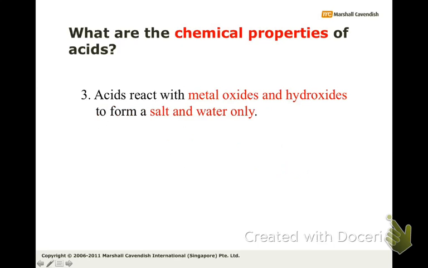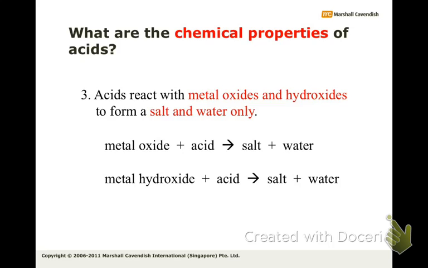Number 3, acids will react with bases. Bases would mean metal oxides or metal hydroxides. Alkalis fall under bases. Some of you still do not know the difference between bases and alkalis. When it reacts this way, it will form your favorite products. Remember again, salt and water. Surprisingly, during prelim 1, all of you could only remember salt and water. This is not a good thing. Please be able to distinguish what your chemical properties are.